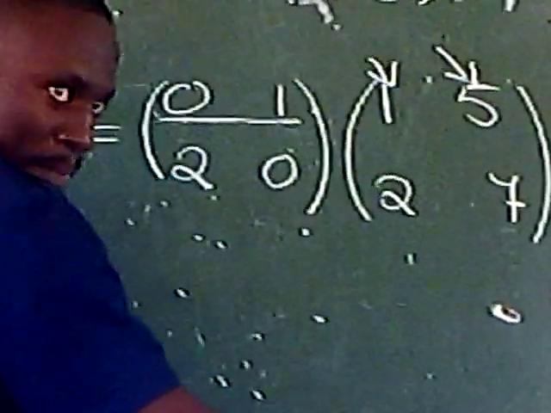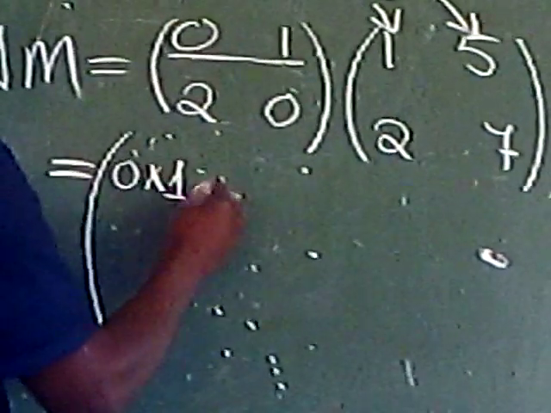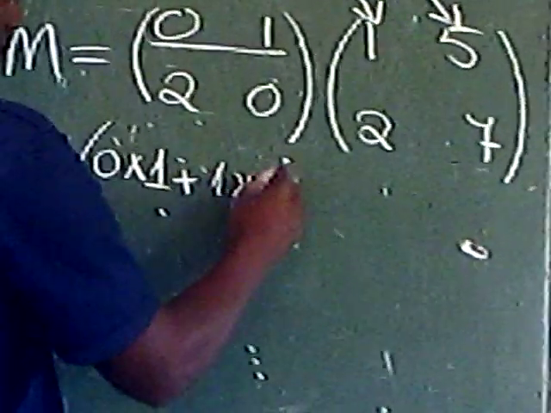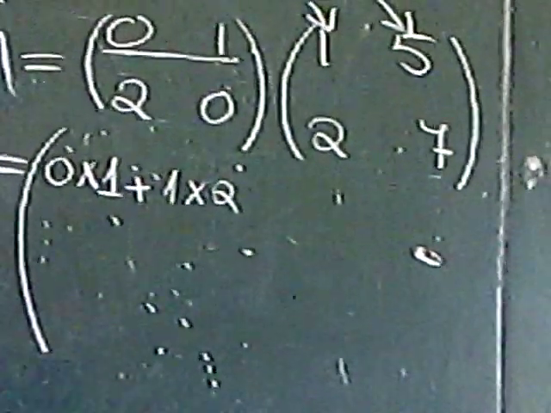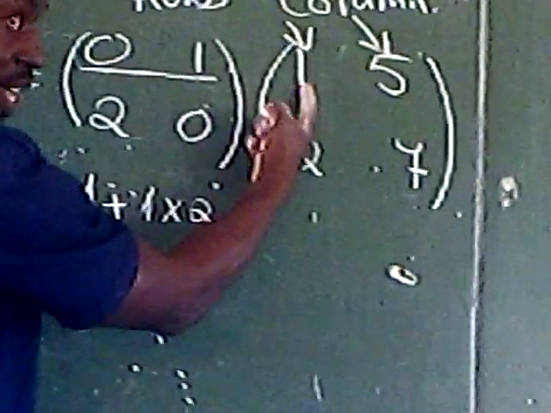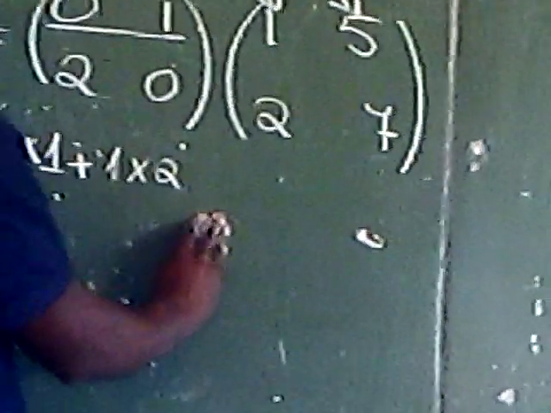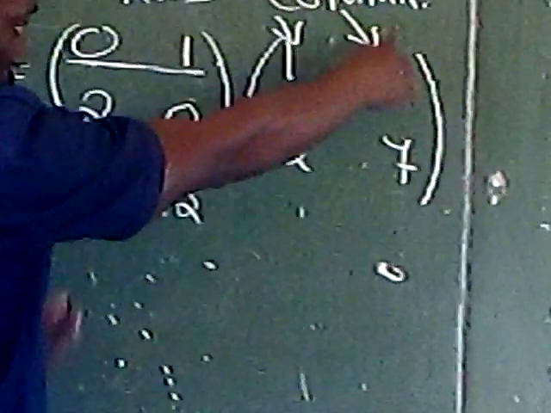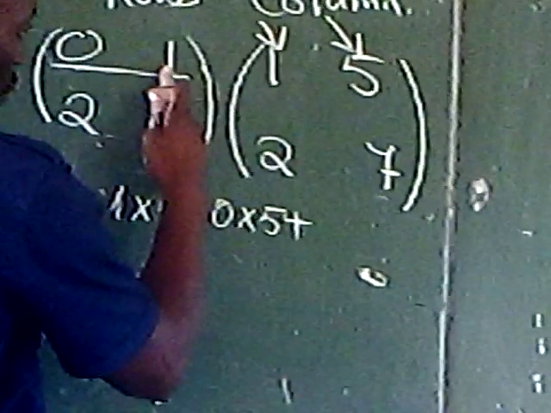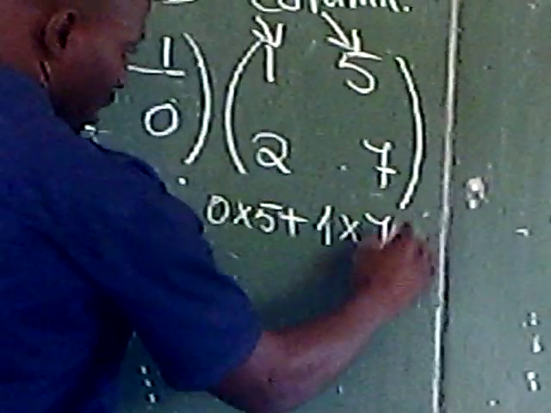So it will be 0 times 1 plus 1 times 2. From there, we leave a gap so that this row also multiplies with the second column. We say 0 times 5 plus 1 times 7. Write 1 times 7 and close.